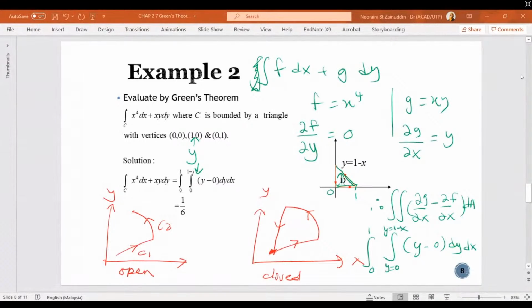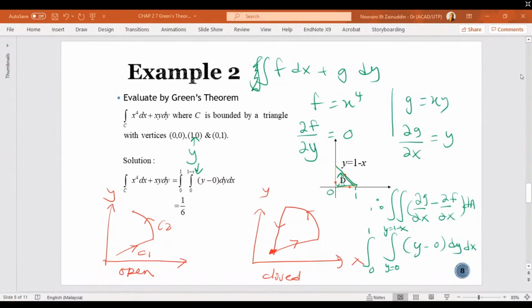Madam, is the equation given? The y equal 1 minus x. That one you need to find it lah, because if you notice in the question it just mentioned the vertices 0, 0, 1, 0, 0, 1. So you need to find your y function lah. You also can solve your x function, meaning your x should be 1 minus y. Okay? Thank you, madam.